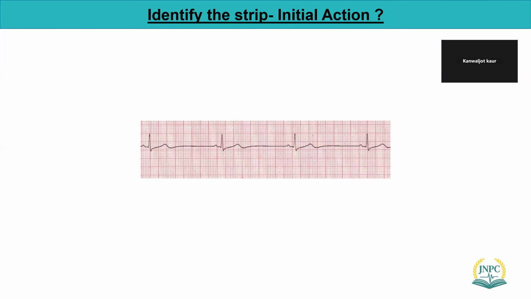How about this? This is sinus bradycardia. If symptomatic, then treat it. If asymptomatic, sometimes it's going to be baseline. How about this?